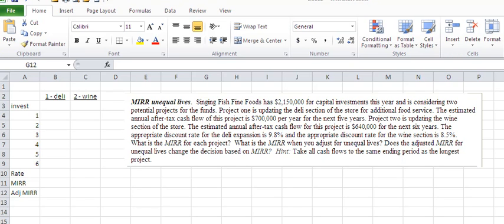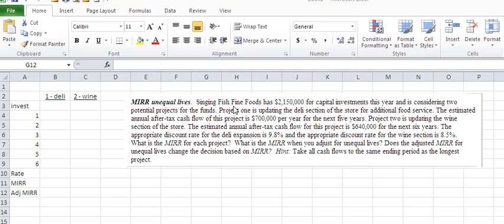Hi gang, real quickly let's look at a problem that requires you to calculate the modified internal rate of return. Particularly, we'll then expand that and try to compare those two projects that have unequal lives. So here actually is the problem.